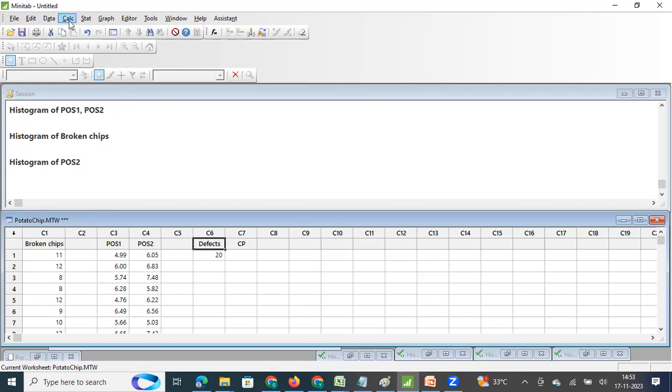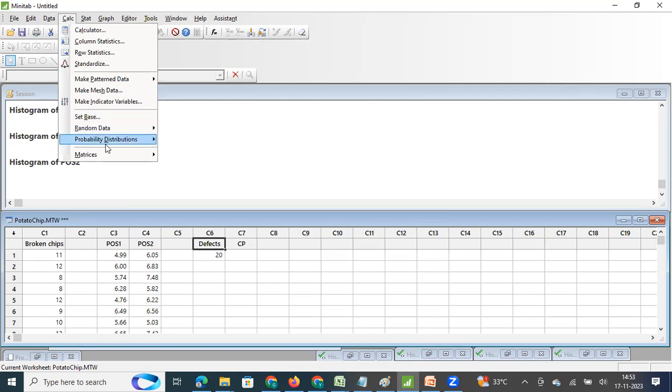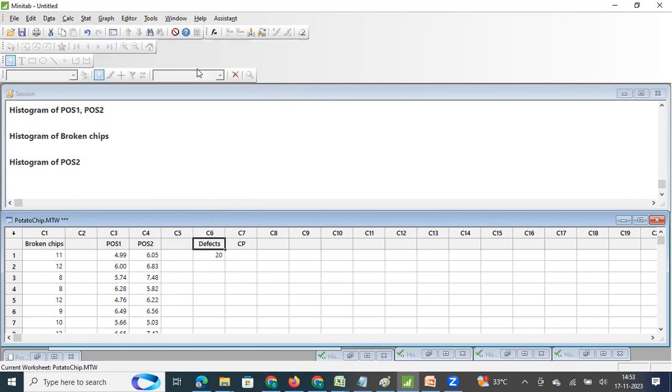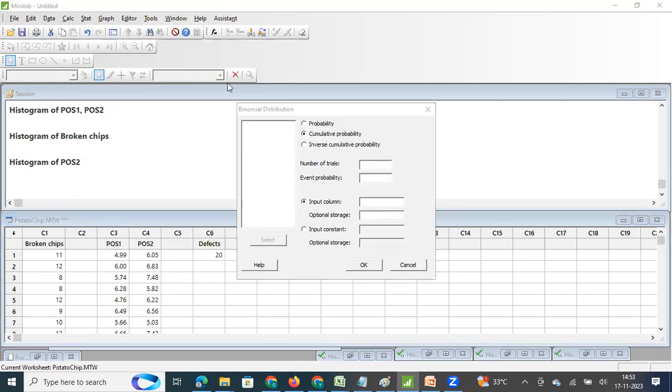So I can click on Calc. I can click on Probability Distribution. And in probability distribution, I can select binomial distribution. Why binomial? Because the data is discrete binary in nature. And in Minitab, I have two options. I can either have a check mark on probability or I can have a check mark on cumulative probability. In this case, I have already told we are going to calculate only cumulative probability. Number of trials, 400. Event probability is nothing but your historical probability of making a defective transaction, which is 0.02. And the input column, I'm going to take my data from the defects column.